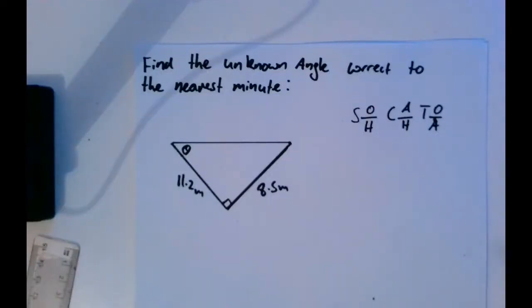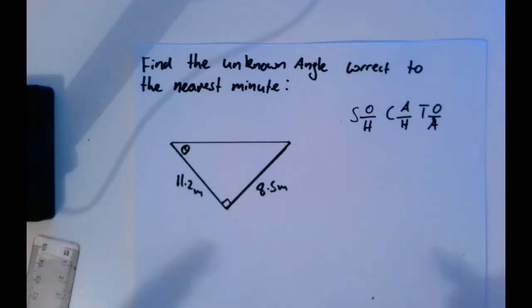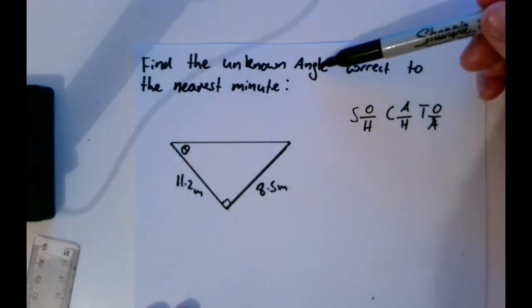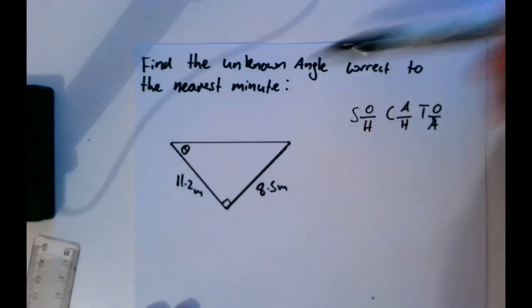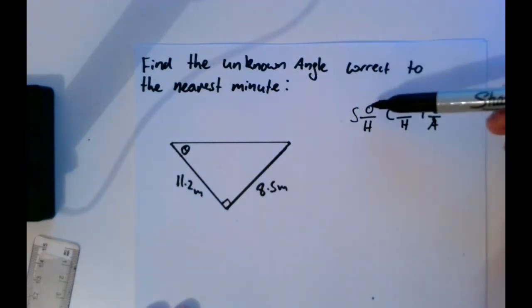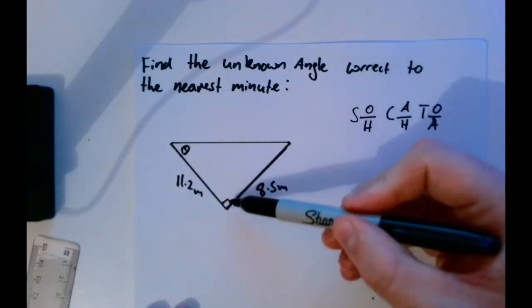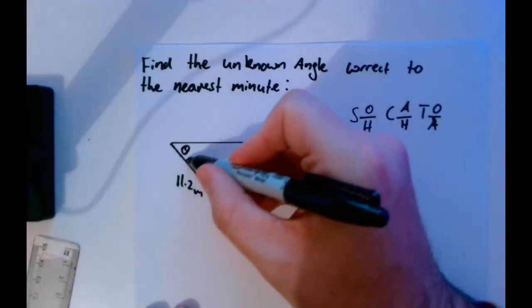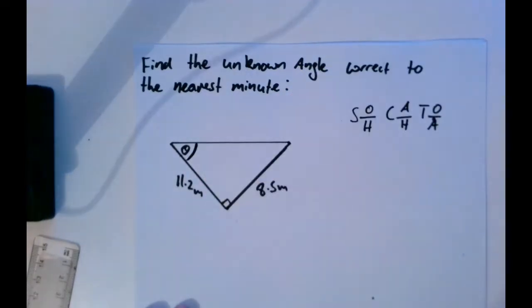Okay, so our final example here, recapping trigonometry in right angle triangles. This particular question asks us to find an unknown angle, in this particular case, that is correct to the nearest minute. Okay? So it's going to follow a pretty similar process to when we're finding an unknown side in a triangle using trig. We're still going to be relying on our SOHCAHTOA, because we can see that it is a right angle triangle, except in this particular case, we're trying to find this angle here, theta.